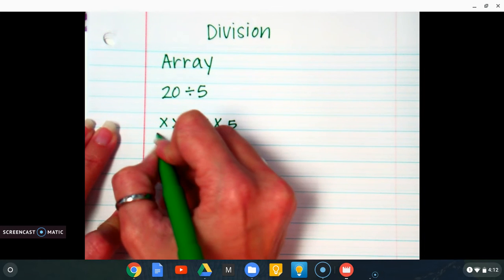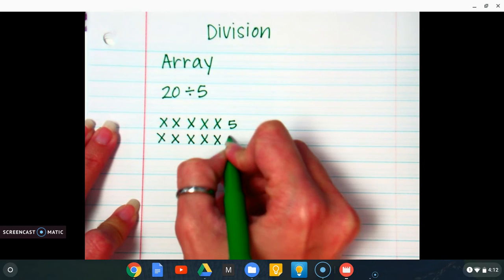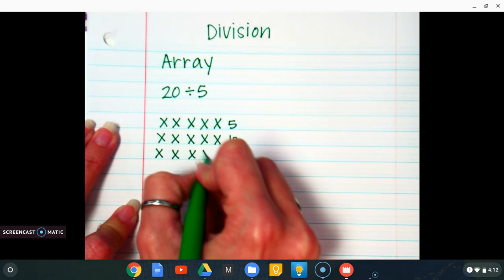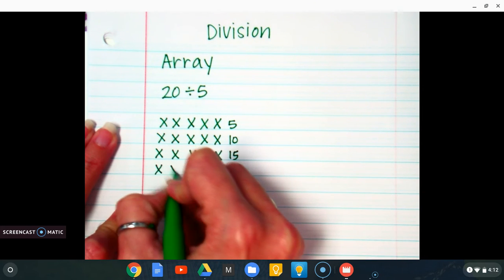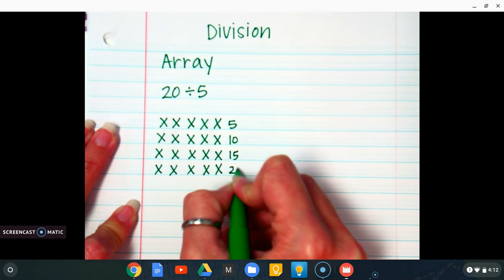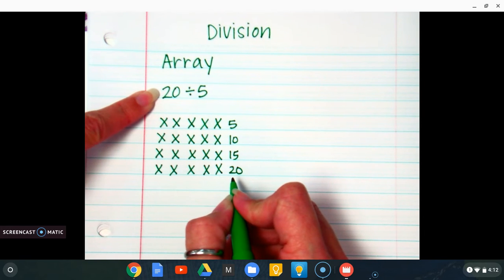So that's 5, 6, 7, 8, 9, 10, 11, 12, 13, 14, 15, 16, 17, 18, 19, 20. I stop at 20 because my dividend is 20.